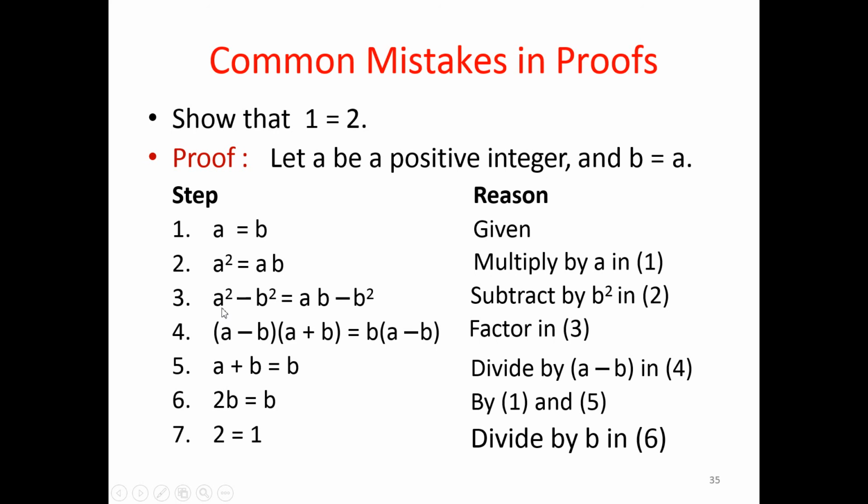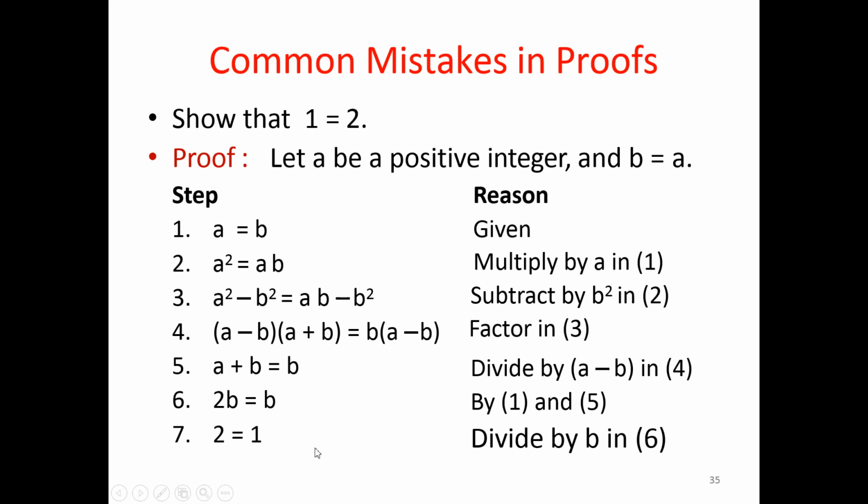Next we subtracted b square from both sides of equation 2, and then we factorized both sides of equation 3, and then we divided by a minus b, and we have a plus b is equal to b. And since a is equal to b, by plugging in a is equal to b, we have 2b is equal to b, and this implies 2 is equal to 1.